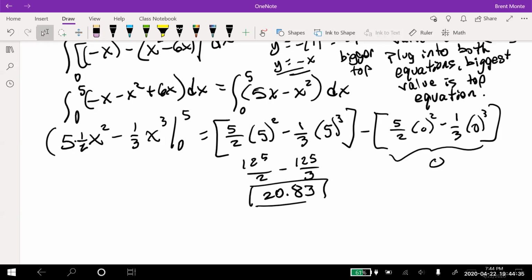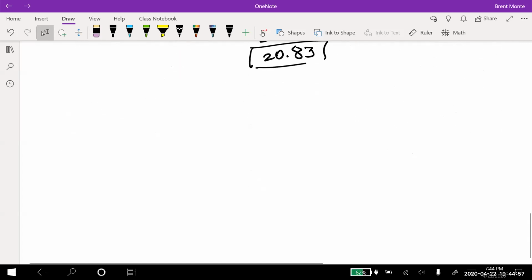Let's see. Problem 28. We're not going to do 28. 28's kind of just like what we did there. So let's do the last idea that they give us, which is how to find the average value of a function. So let's look at this. Average value of a function.